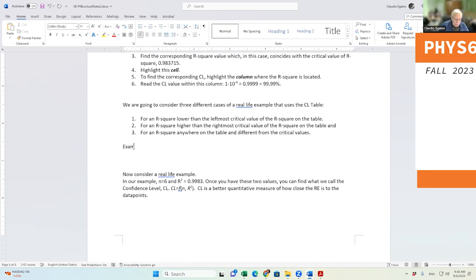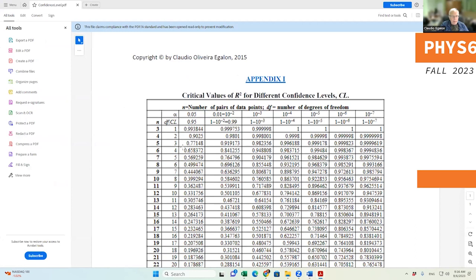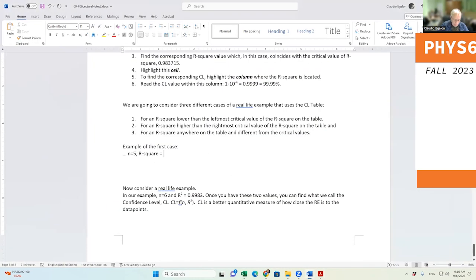That's an example of the first case, right? I'm making up those numbers, okay? n equal to 5, r square equal to 0.7, which is less than this critical value here. R square equal to 0.7.